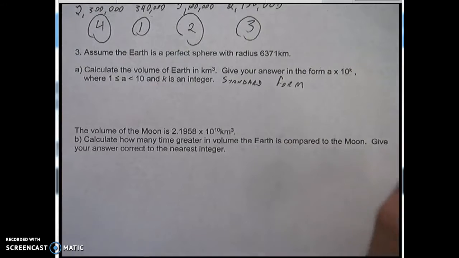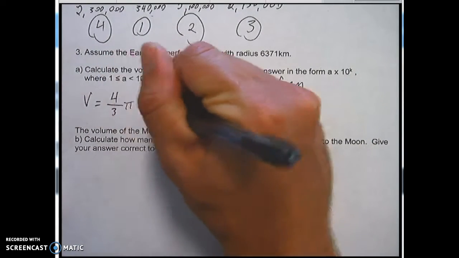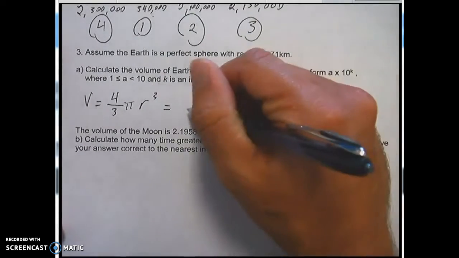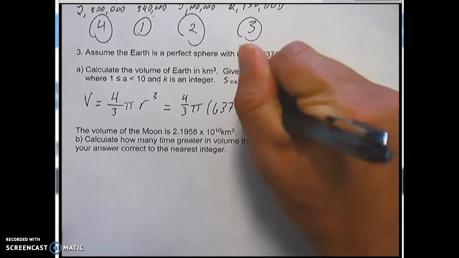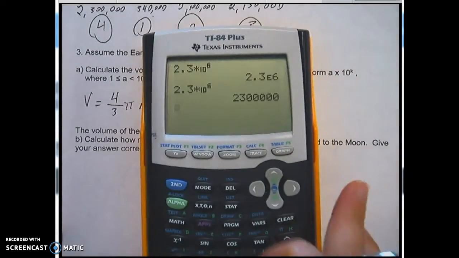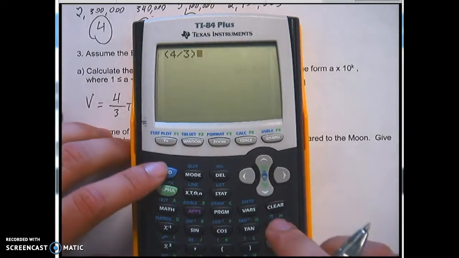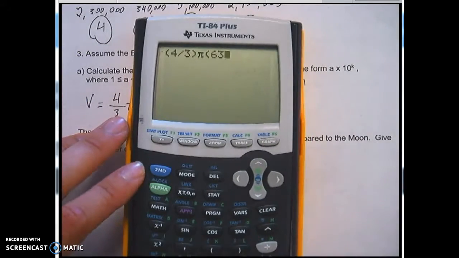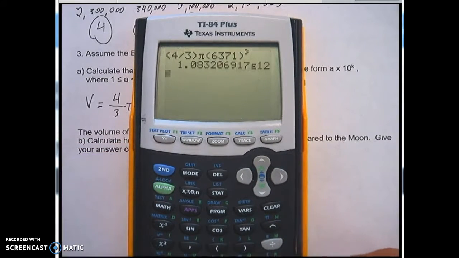So the big thing to remember here, and this is in your formula chart, is that the volume of the sphere is 4/3 pi r cubed. And in this case, the radius, r, is 6,371. So I'm just going to plug that directly into the formula and then directly into my calculator. So we've got 4/3 pi, then r is 6,371 kilometers, to the power of 3. I'm going to hit enter.